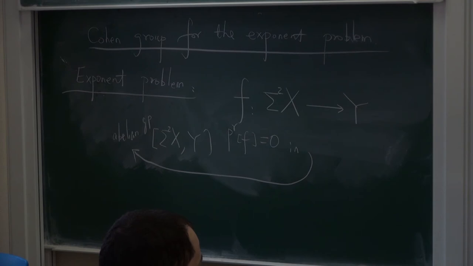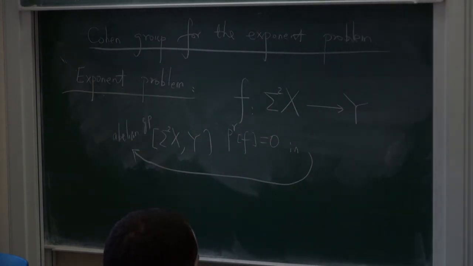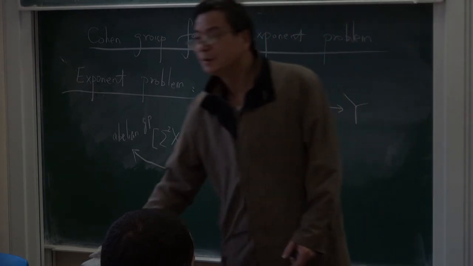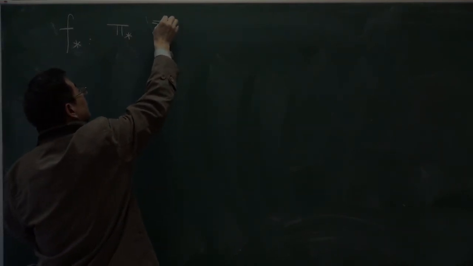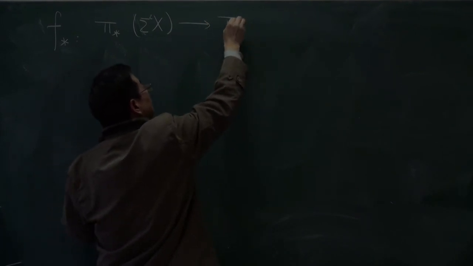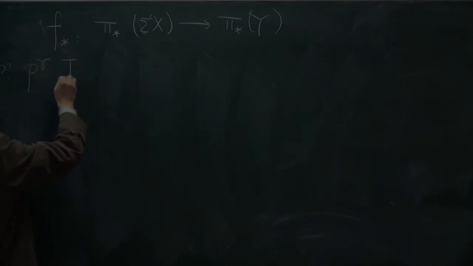Then you may ask the following question. Because this is a map, any continuous map will produce a group homomorphism on homotopy groups. So you will get f star from the homotopy groups of the double suspension of X to those of Y. So this induces that one. Now let's look at the image. Here's a question: possibly you may ask whether p to the r kills this image.